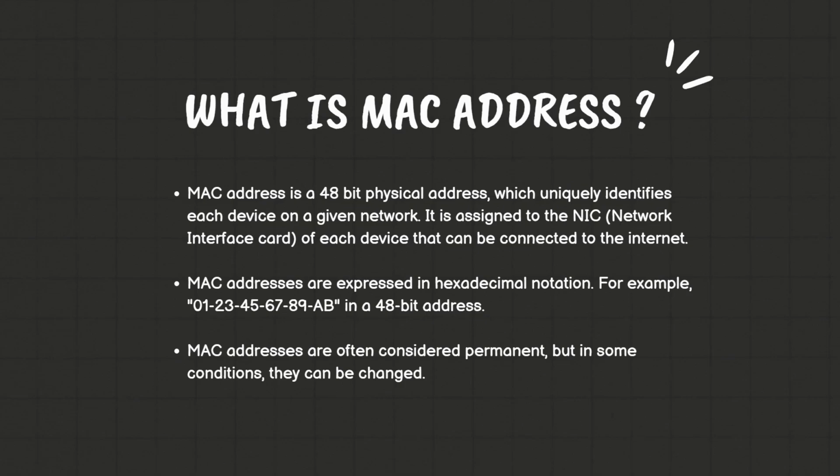So an IP address gives information about the city and street you are living in. On the other hand, a MAC address gives information about your specific house number or address. These are expressed in hexadecimal notation, for example 0123456789AB, in a 48-bit address, and are often considered permanent, but in some cases can be changed via software or tools.